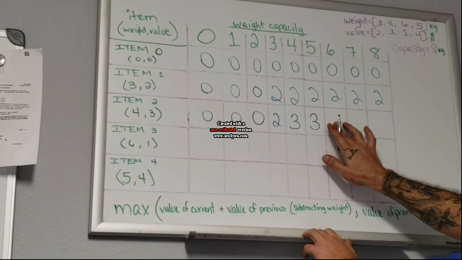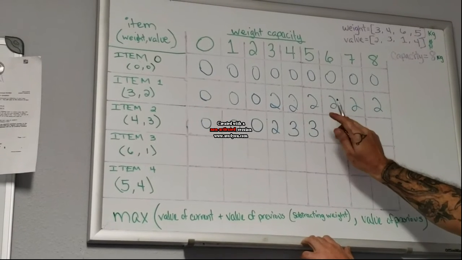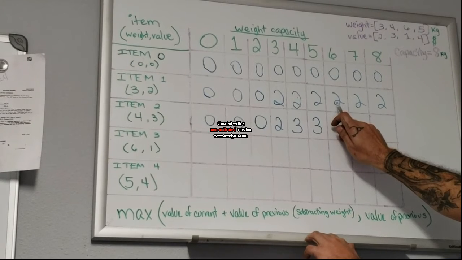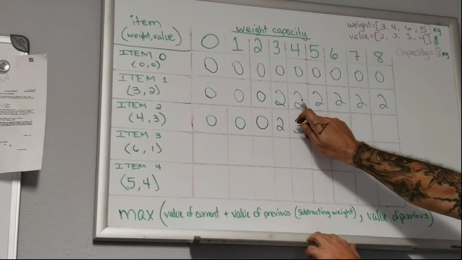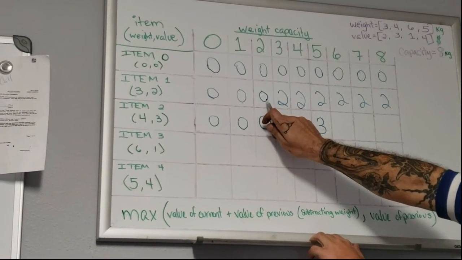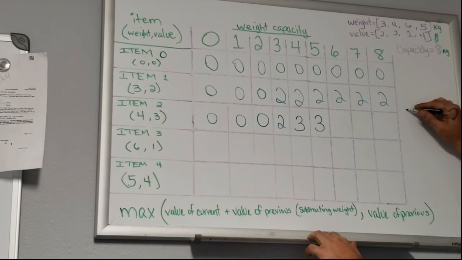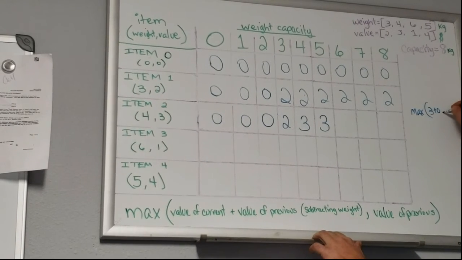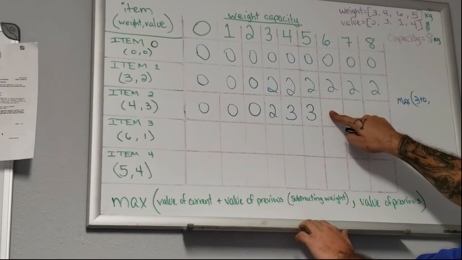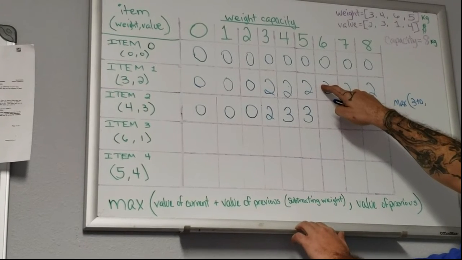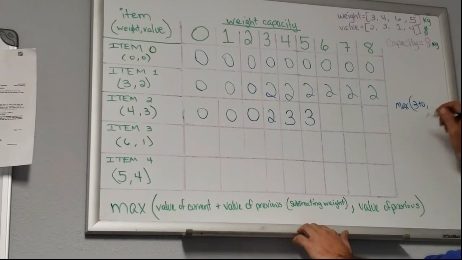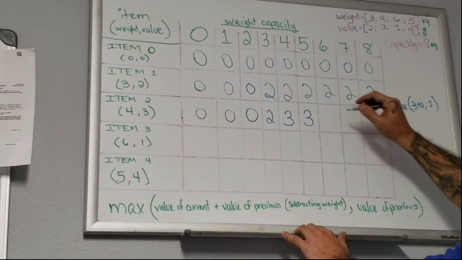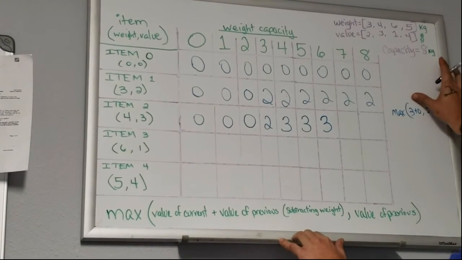So if we refer to the above row and we count back 4 spaces, 1, 2, 3, 4, we have a 0. So our max function in our pseudocode, 3 plus 0, and then we refer to the value above for our previous value, 2. Again, we have a maximum of 3.